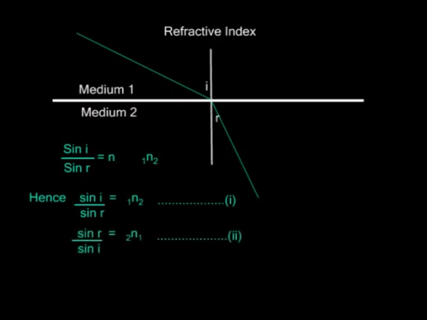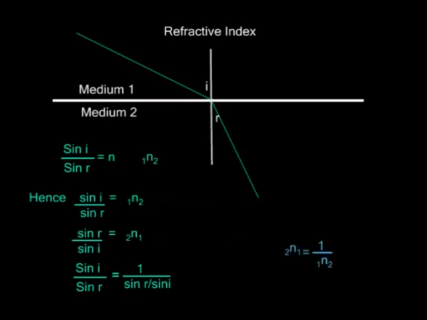Thus, sine R over sine I is equal to N2 to 1, where R now becomes the angle of incidence. Sine I over sine R is equal to 1 over sine R over sine I. From equations 1 and 2, it follows that N2 to 1 is equal to 1 over N1 to 2. That is, they are reciprocals of each other.